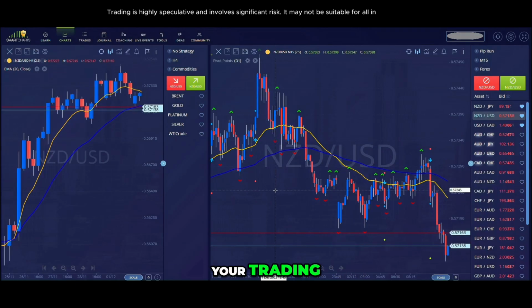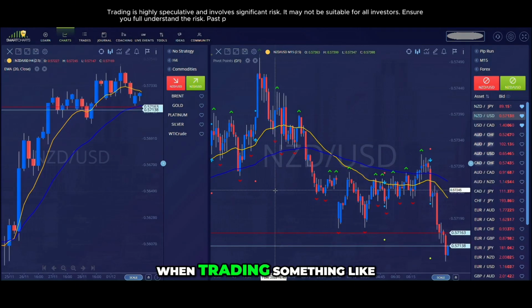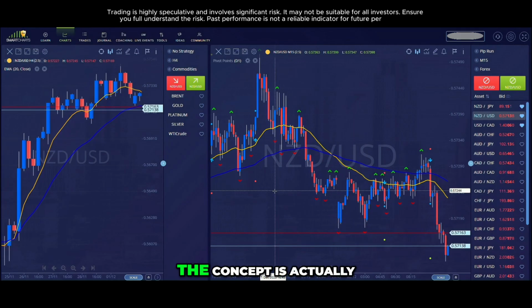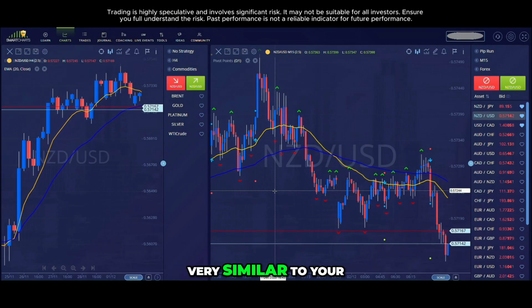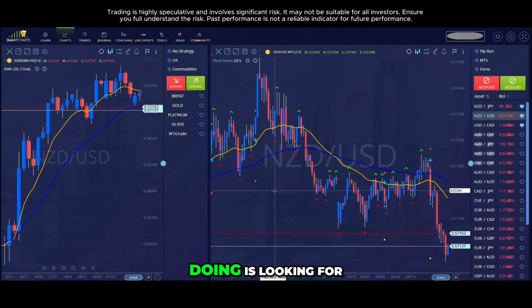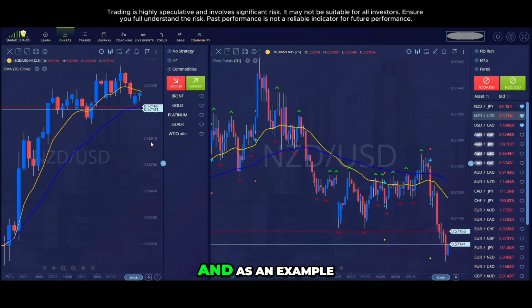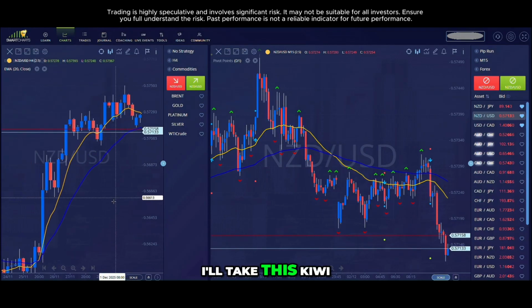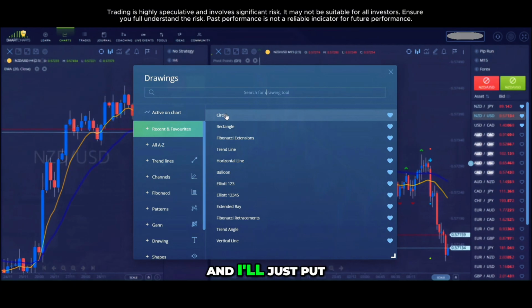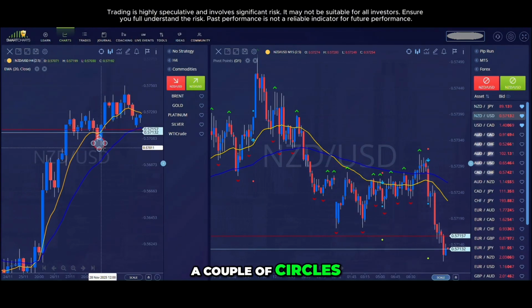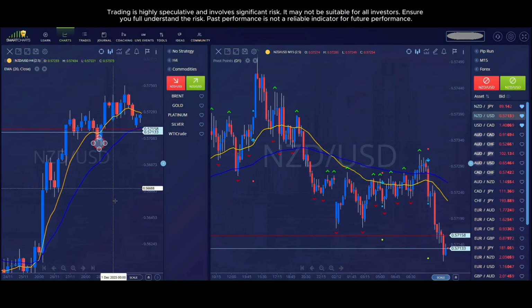Just wanted to take you through a few things today to give you some extra tools and extra confidence in your trading. When trading something like the pip runner, the concept is actually very similar to your 180 and your T-wave strategies. What I want you to make sure you're doing is looking for the structure on the higher time frame. As an example, I'll take this Kiwi dollar chart versus the US dollar, and I'll just put a couple of circles in key areas.